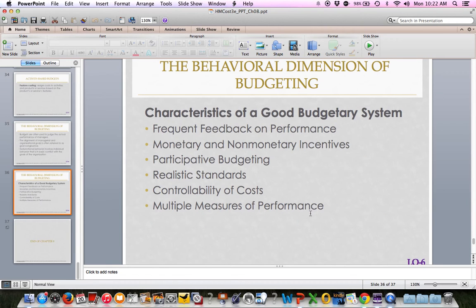So a good budgetary system, and this is on page 415, and the behavioral dimension was on 414, what we just got done talking about. And then 415, there's quite a few pages regarding the characteristics here. There's about 3.5 pages that go with a good budgetary system's characteristics. So frequent feedback on performance, right? Monthly is a good time to do that. There should be a monthly, here's how we're doing, here's what your budget is.